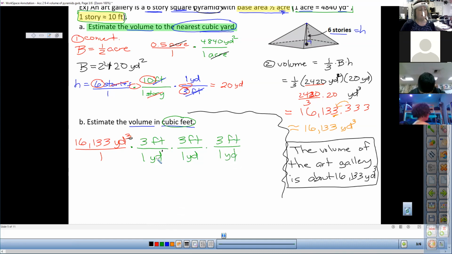because now we have yards times yards times yards. That's cubic yards, and they will cancel. And we also have feet times feet times feet, which will give us cubic feet. If we had just done it once, not only would the yards not have canceled, but we would have been acting like feet is the same thing as cubic feet, which it's not. So now the math is telling us to take that 16,133 times 3 times 3 and times 3. Or if you want to do it fast, times 27.